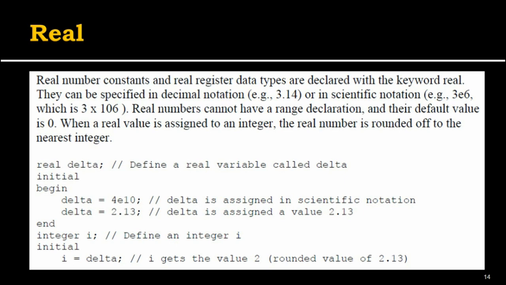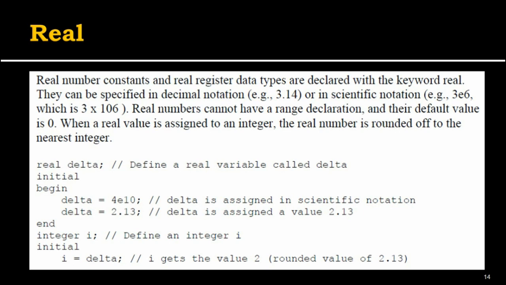Okay, next is the real number. A real number constant and a real register data type are declared with the keyword real. They can be specified in decimal notation, example 3.14, or in scientific notation, example 3e-6. The real number cannot have a range declaration, so it is a scalar, and its default value is 0. When a real value is assigned to an integer, the real number is rounded off to the nearest integer. That is an important point.